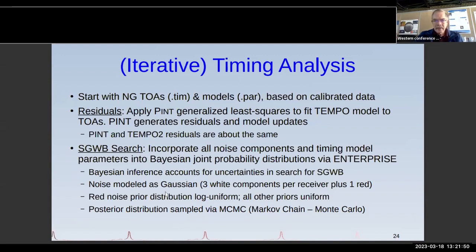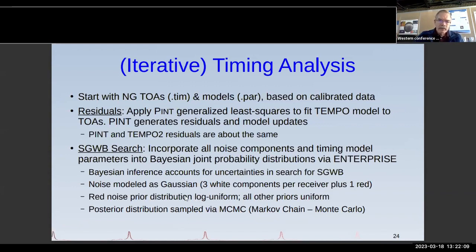And the noise is modeled as Gaussian. So you set up the noise as Gaussian. There's the white components we talked about, your radiometer noise. And then you have the red components, which is the low frequency noise. And there's these models for each receiver. The red noise is modeled.